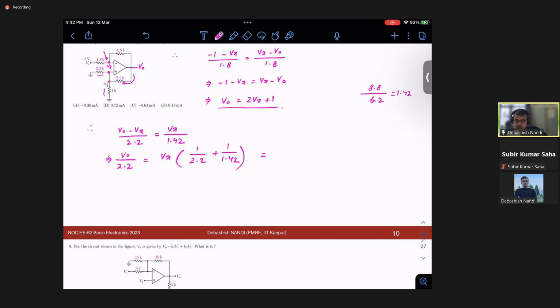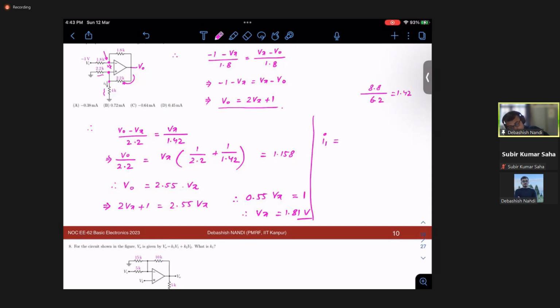Okay, so 1 divided by 2.2 plus 1 divided by 1.42 gives 1.158. So your V naught would be 1.158 into 2.2, which is 2.55 into Vx, right? And your V naught is also 2Vx plus 1, so 2.55 Vx equals 2Vx plus 1. That means 0.55 Vx is your 1. That means your Vx is nothing but 1.81 volt, right? Then what about your I1? I1 would be 1.81 divided by 4K. That means it is nothing but 0.45 milliampere, right? So D is your right option.